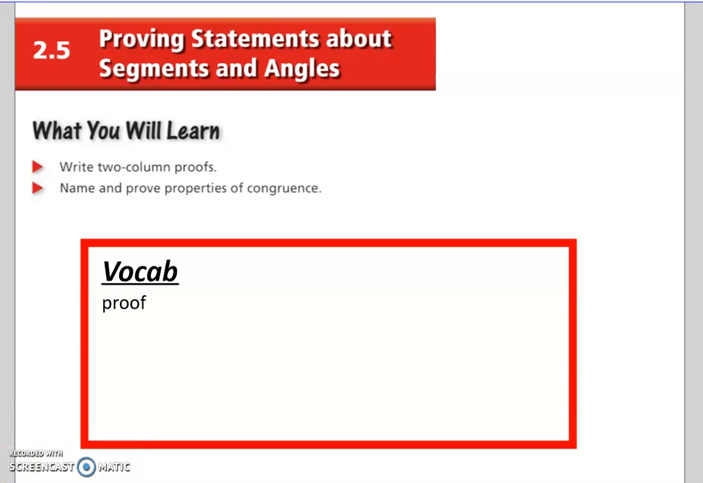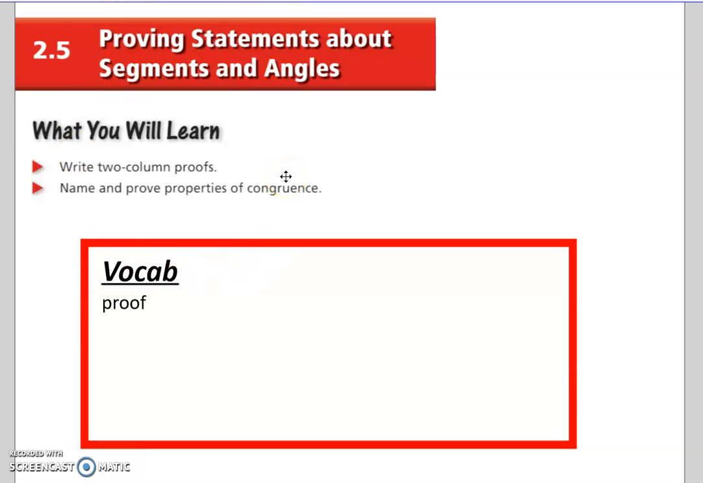Hello, so this is section 2.5, guys. 2.5 is proving statements about segments and angles. Man, this is where geometry gets real, okay? What the heck is even a proof, right? We need to figure that out. That is what this whole section is about.